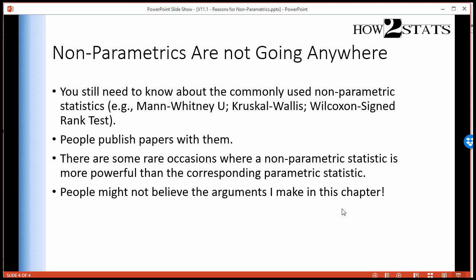So that is a brief summary introduction to this chapter that I think is an interesting one, given how much misinformation I believe there is out there about non-parametrics, as well as little known techniques that are available to researchers that likely will provide more insightful results from your data.